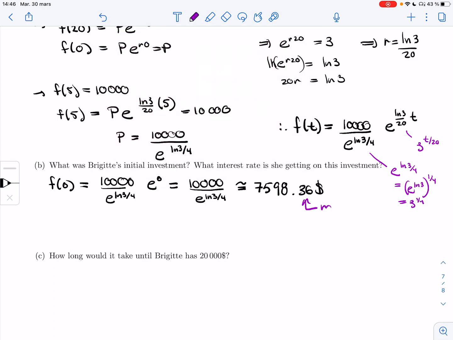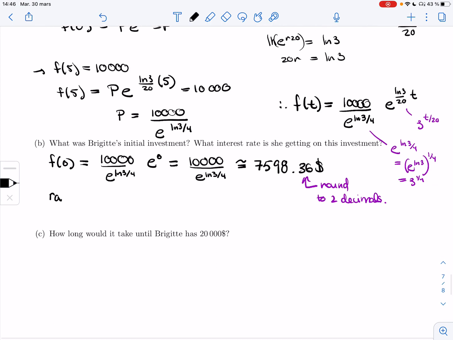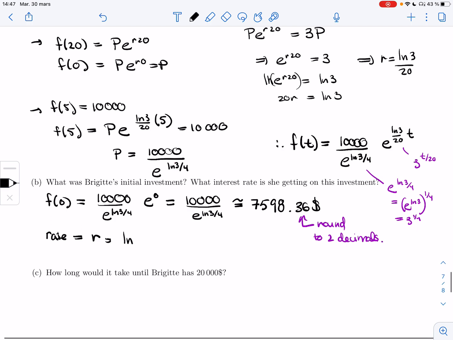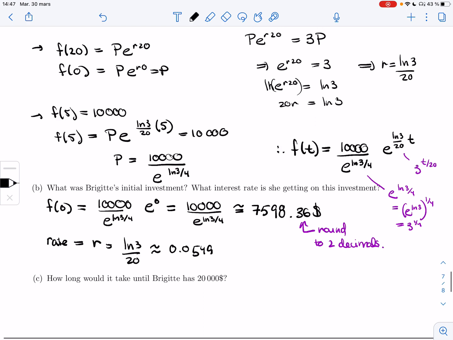Again, if you want WebWork to accept your answer, you'll have to round correctly. So when it's money, 2 decimals. So that's the initial investment. And then the rate, interest rate, that's just R. And so we said that was ln of 3 divided by 20. I got 0.0549. And so that's, well, actually, that's about 5.49%.